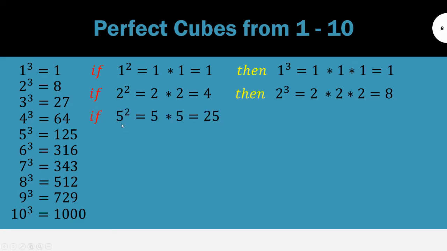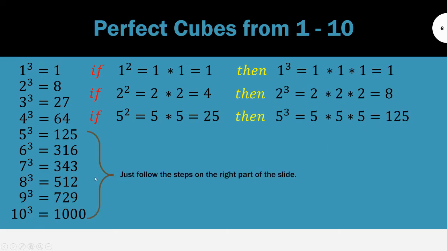Next example is 5 squared. So we will multiply 5 twice, and it gives us 25. Then if we use 5 cubed, it is 5 times 5 times 5. We multiply 5 by 5 by 5. That's 5 3 times, and it will give us 125. And the rest, just follow the steps on the right part here on the slide. You can use a calculator if you want to.